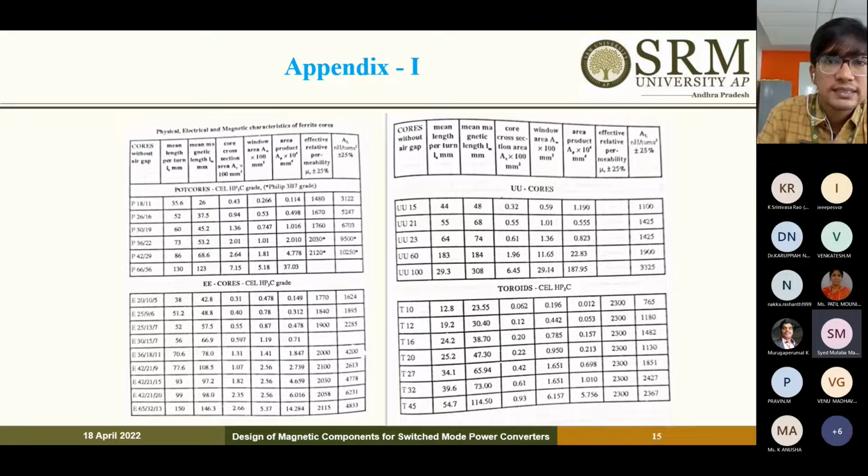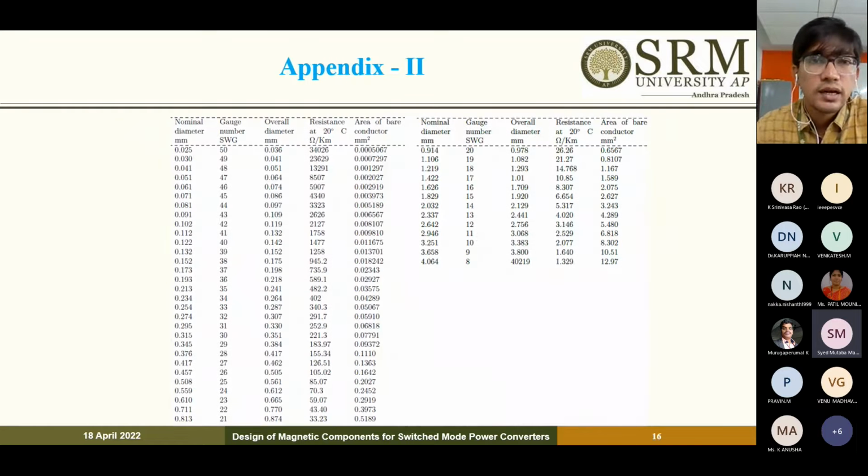This is the appendix data which is required while designing an inductor. These are the different cores: these are the pot cores, this is the double E cores, this is the double U cores, this is the toroidal cores. Other than this, there are PQ, ETD, EI and different cores also available. The data will be available on the internet, you can find it. This is the appendix for the cross-sectional area A, the data which we need to use.